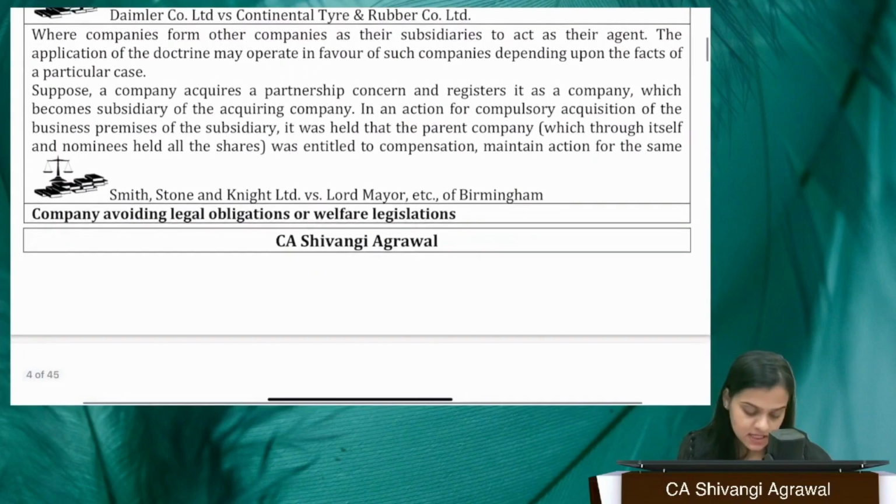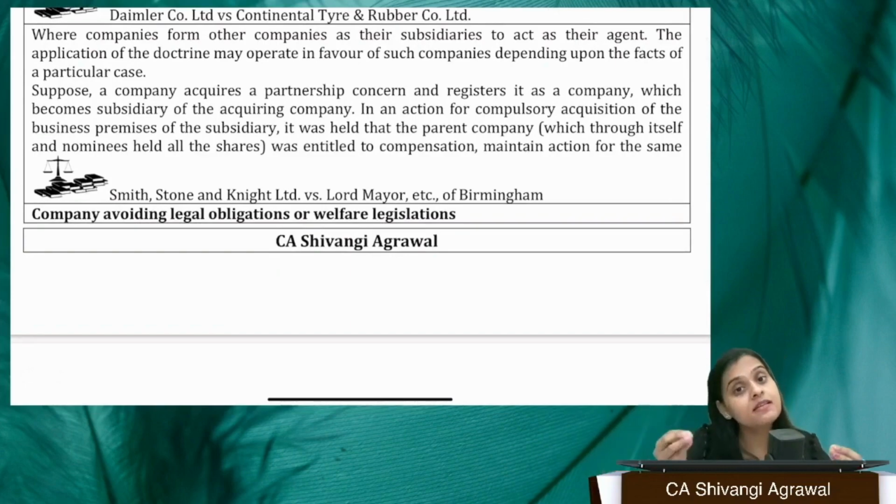The next is where companies form other companies as their subsidiaries to act as agent. What do we mean by that, ma'am? See, if you make someone your agent, merely your agent, the other person does not have an identity of its own. If I am the principal and the other person is doing everything as I instruct them to do, right? They are acting on my behalf.